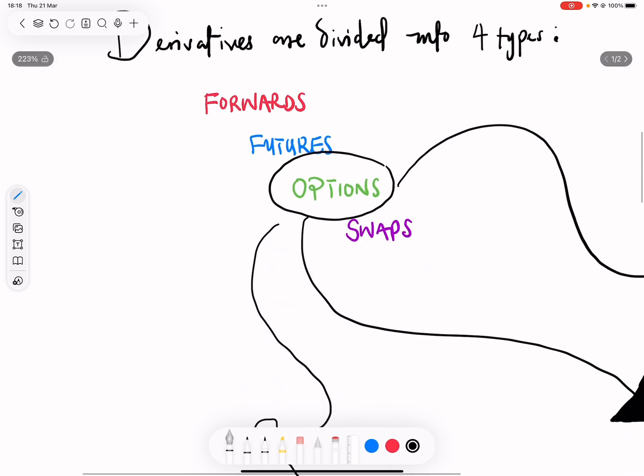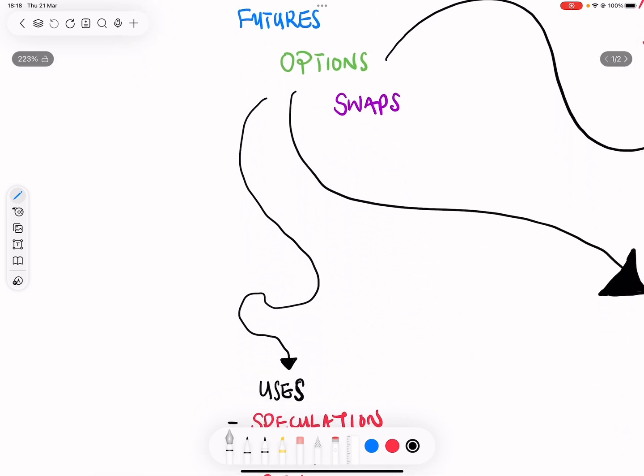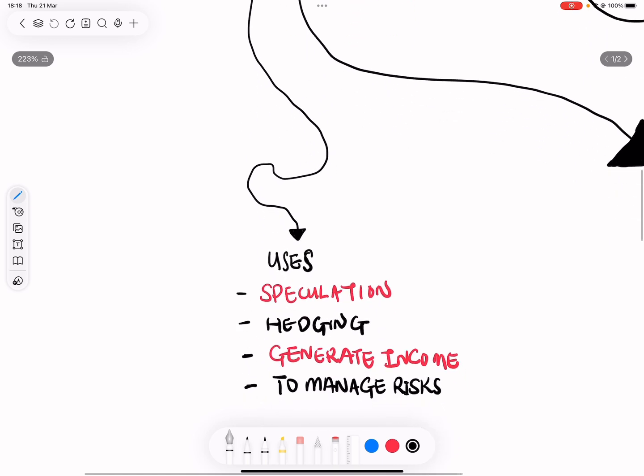Apart from that, we'll be going into what options are used for. They're used to speculate. Sometimes people just naturally take bets in crypto. It's normal. It's like peer-to-peer gambling. It's like guesswork, but with more data. So people use it to speculate on price dumps or price pumps.